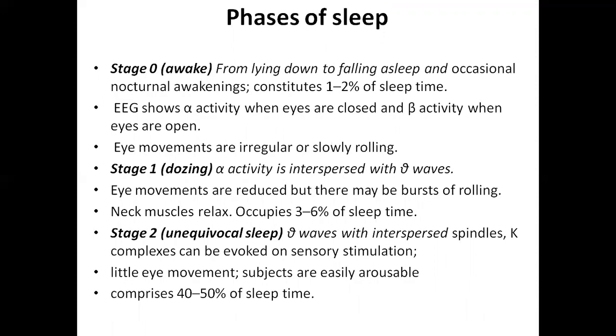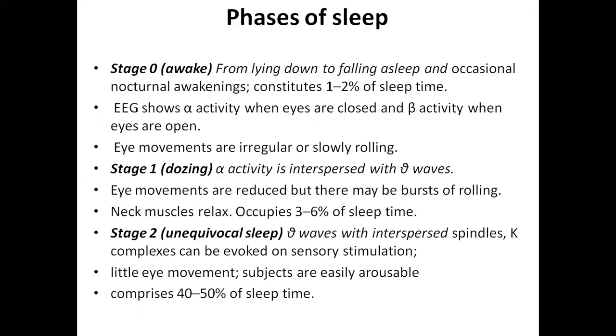Stage 0 is awake, from lying down to falling asleep, and there occur nocturnal awakenings. It's just 1 to 2% of sleep time. The important part is from stage 1 to REM sleep. What is the EEG activity? EEG shows alpha activity when eyes are closed and beta activity when eyes are open, and eye movements are irregular and slowly rolling. Stage 1, called dozing, has alpha activity interspersed with theta waves.